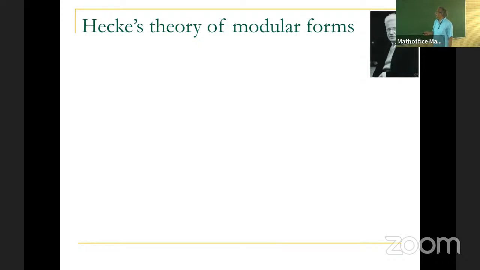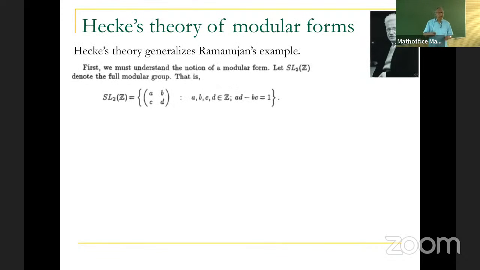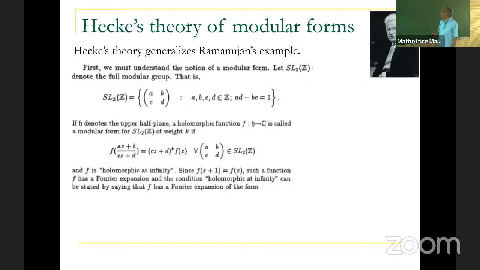Now, Hecke's theory of modular forms generalizes Ramanujan's example. It takes Ramanujan's example and puts it in a larger spectrum of more results of a similar nature. And it begins by looking at the modular group, what's called SL2Z, 2 by 2 matrices with integer entries whose determinant is 1. These matrices act on the upper half plane by classical modular transformation.